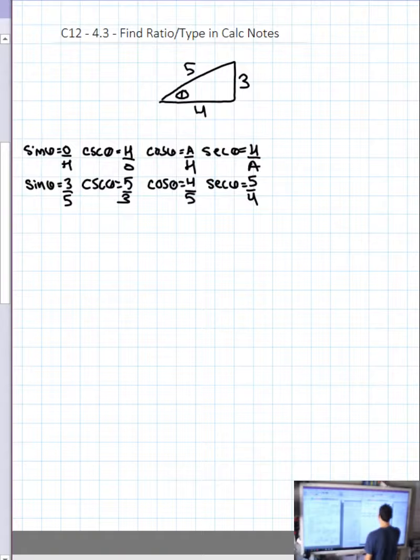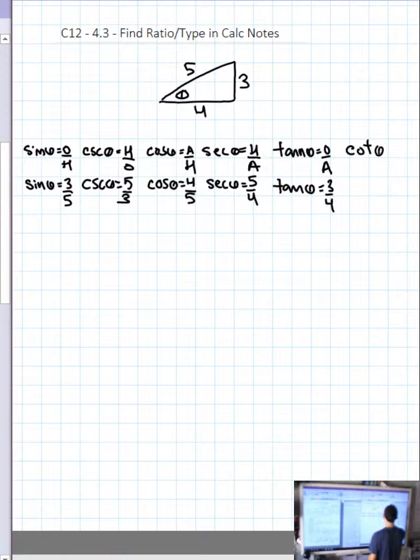So then we have tan theta. Tan theta is equal to opposite over adjacent. Therefore, tan theta would equal 3 over 4. And our new definition, cotan theta, is the flip of tan theta, which is adjacent over opposite, which therefore would equal 4 over 3, the flip of tan.